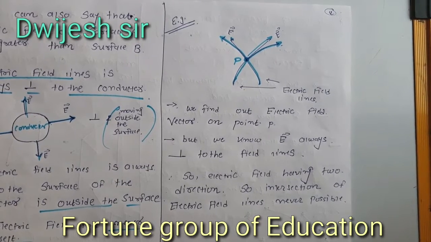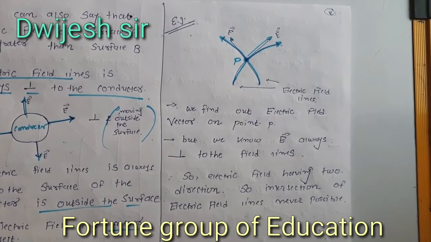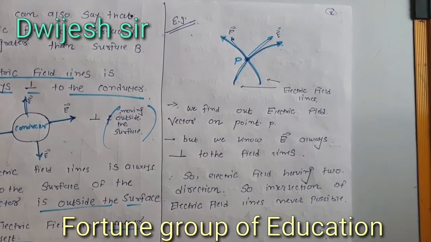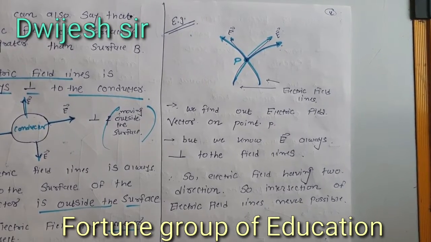So the electric field would have two directions at a point of intersection. Therefore, the intersection of electric field lines is never possible. The intersection of the field lines will never be possible.